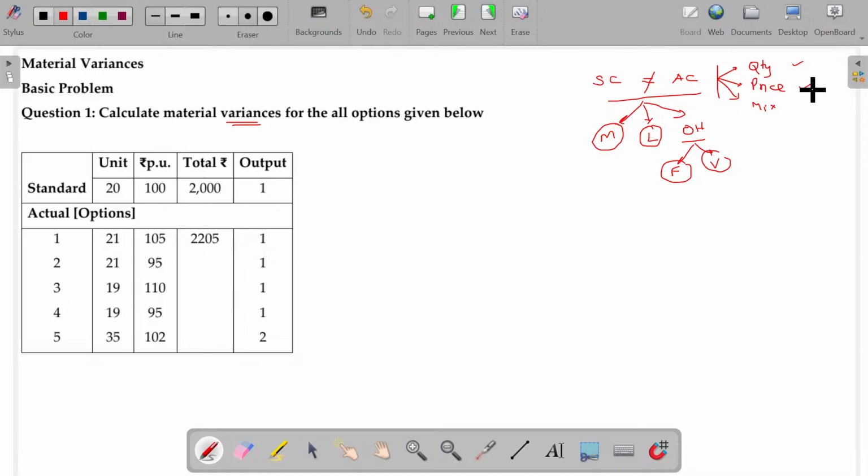In case of labor, rather than completing the material in 10 hours, we may complete in 15 hours. So excess consumption of hours, and the hourly rate may be higher. So then the estimated our standard cost.